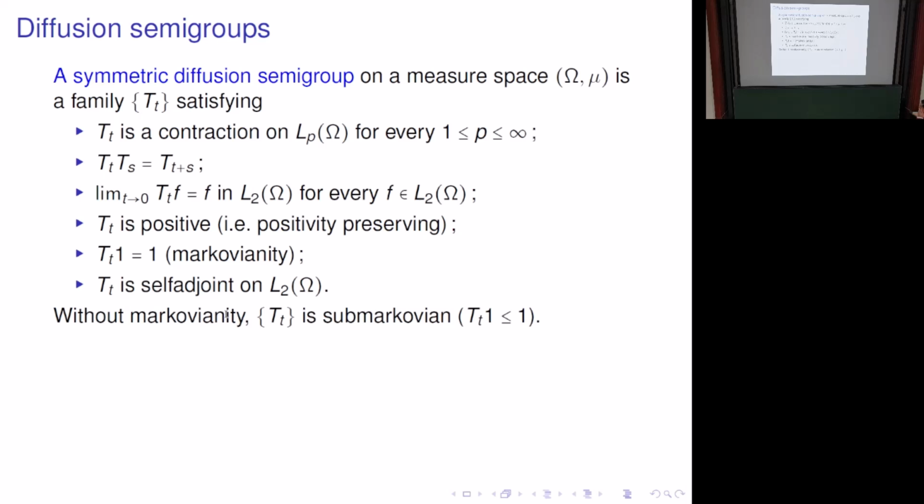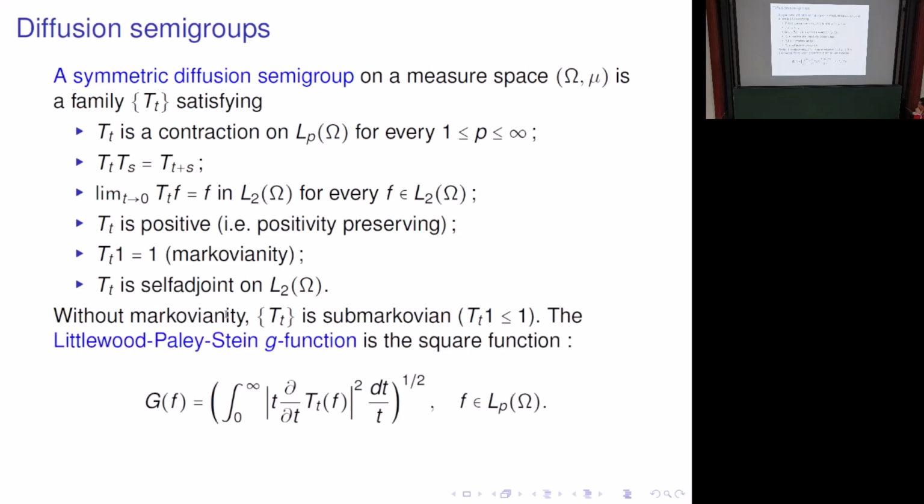Okay. So in this case, we will consider the so-called square function. So given any f in L^p, T_t applies to f, so we get a function depending on t. So we take the derivative with respect to t, then we form this kind of square function. So this function is a very important function in harmonic analysis.